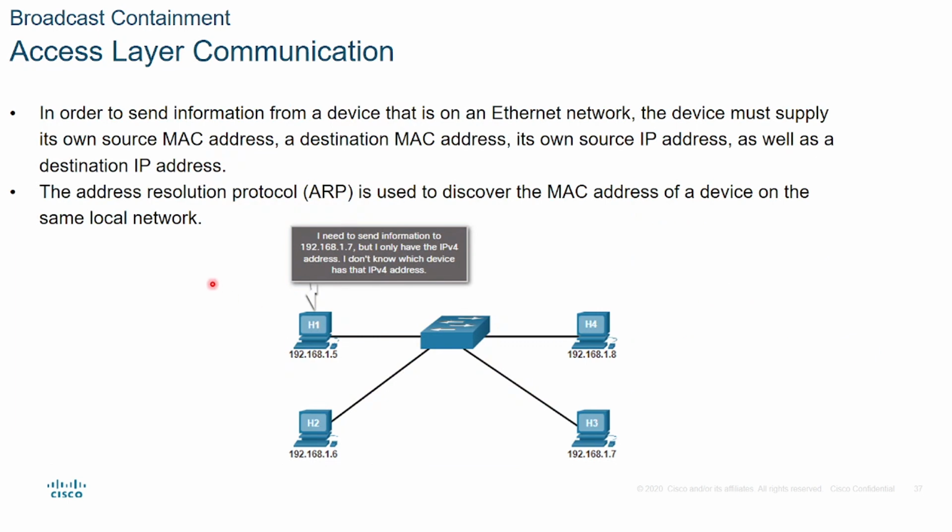Now let's look at access layer communication. In order to send information from a device on a network, the device must supply its own source MAC address, a destination MAC address, its own source IP address, as well as the destination IP address. The Address Resolution Protocol, which is ARP, is used to discover the MAC address of a device on the same local network. So it's ARP that helps to detect the MAC address of every other system on the network.